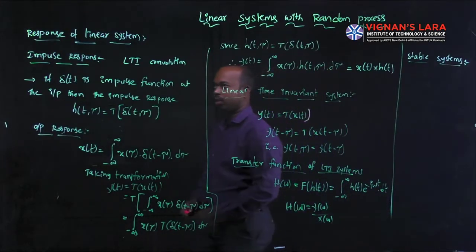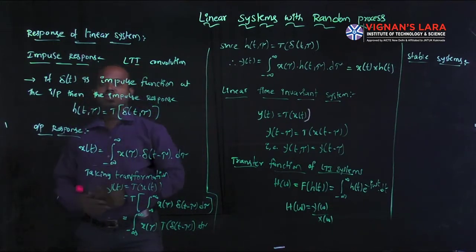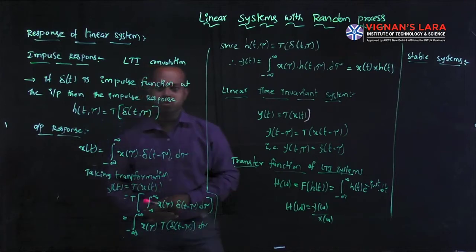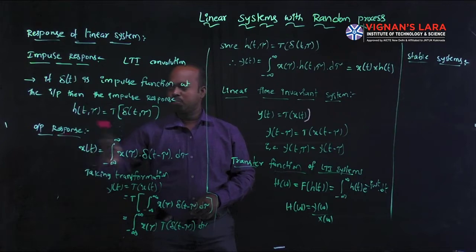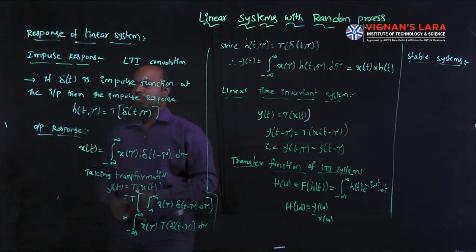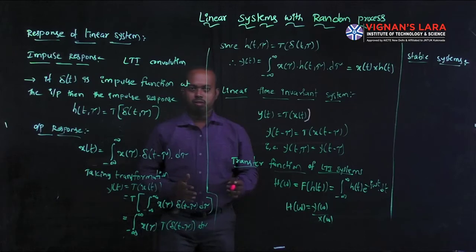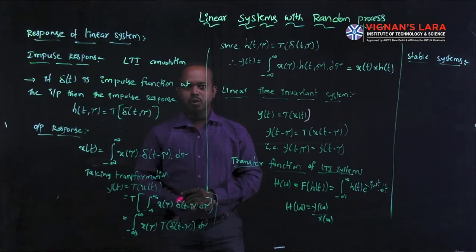Coming to the next topic, the response of a linear system. In the response of a linear system, we mainly have two types: one is the impulse response and the second is the output response. We can obtain the linear system response in two ways, from the impulse response and from the output response. Using the impulse response, we can find the convolution. The convolution is the basic property, and by using the convolution property we can find the output response.